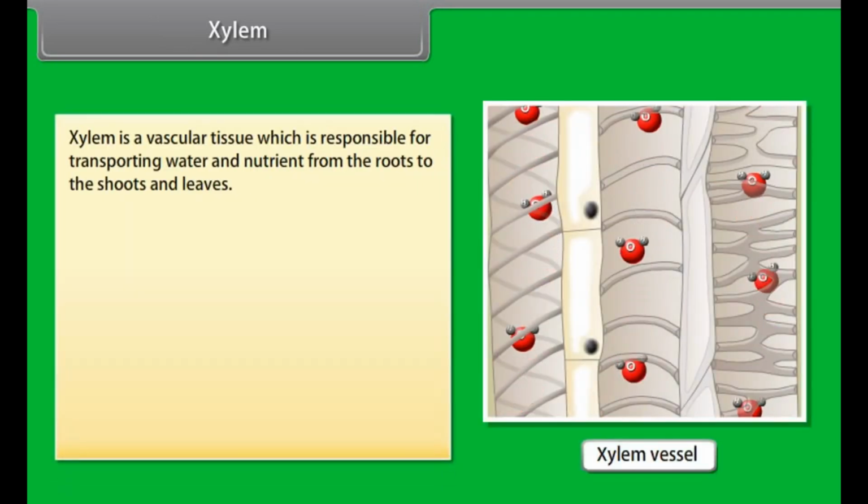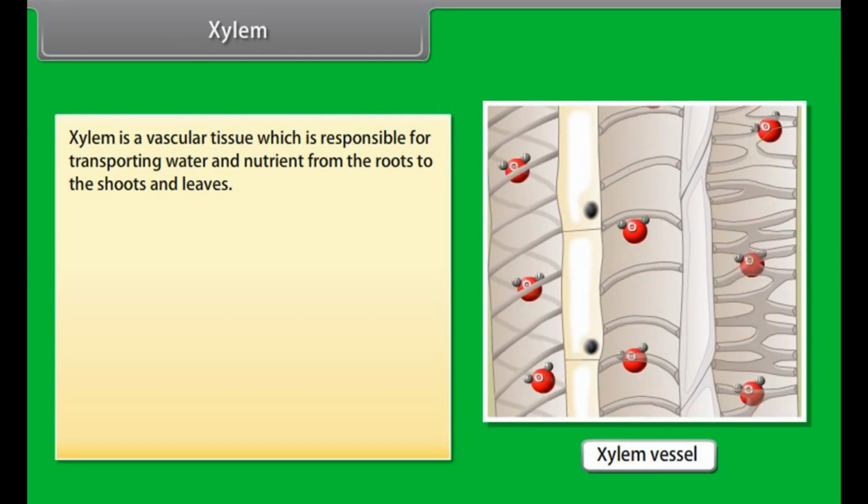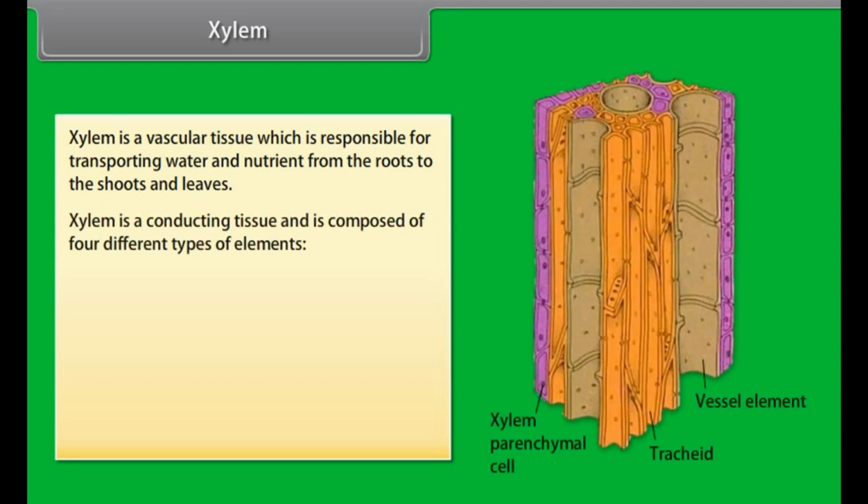Xylem. Xylem is a vascular tissue which is responsible for transporting water and nutrients from the roots to the shoots and leaves. Xylem is a conducting tissue and is composed of four different types of elements: tracheids, vessels, xylem fibers, and xylem parenchyma. Types of xylem.